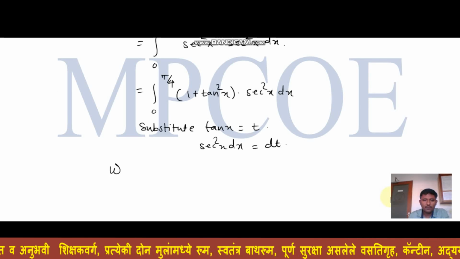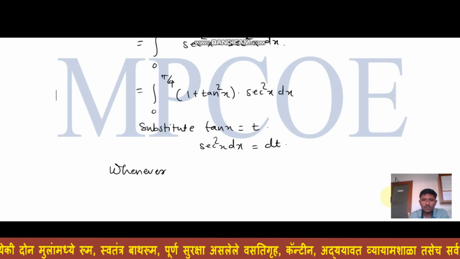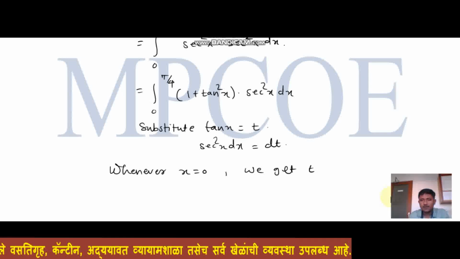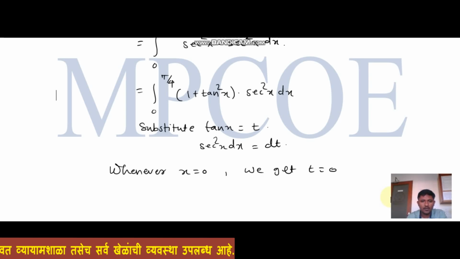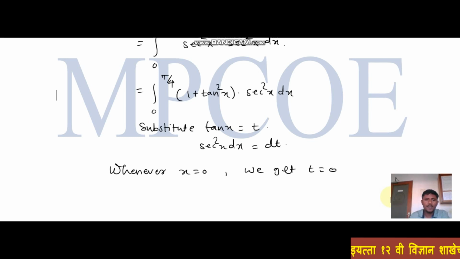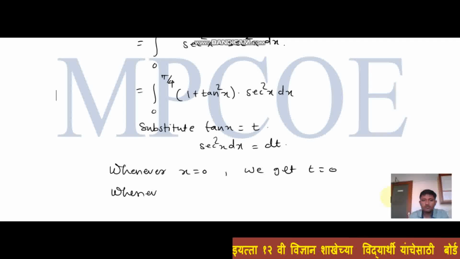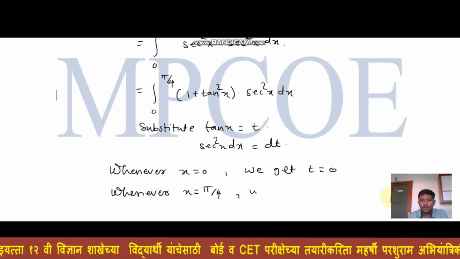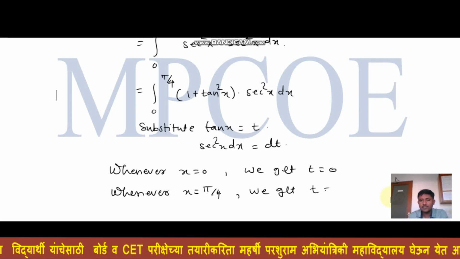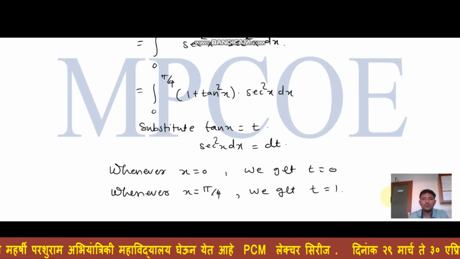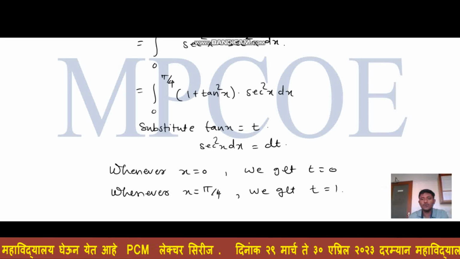Whenever x is equal to 0, we get t equal to 0. That means in tan x is equal to t, we put x equal to 0 and get t equal to 0. And whenever x is equal to pi by 4, we get t equal to tan pi by 4, that is 1. So the limits 0 to pi by 4 now change to 0 to 1.